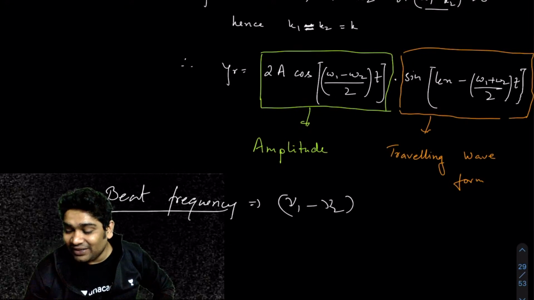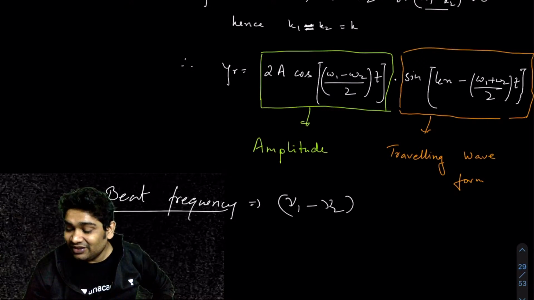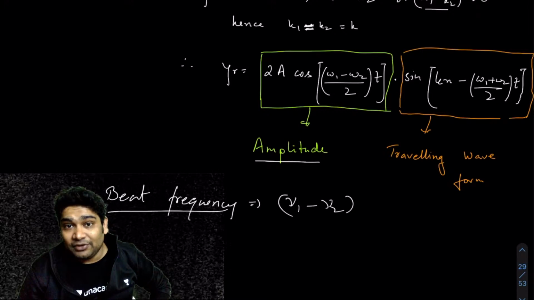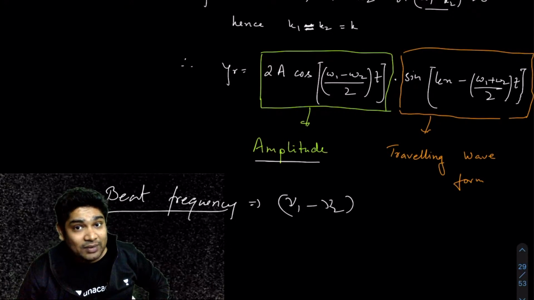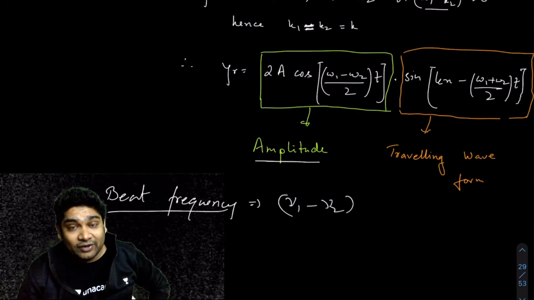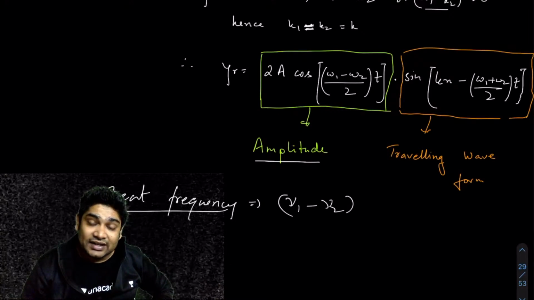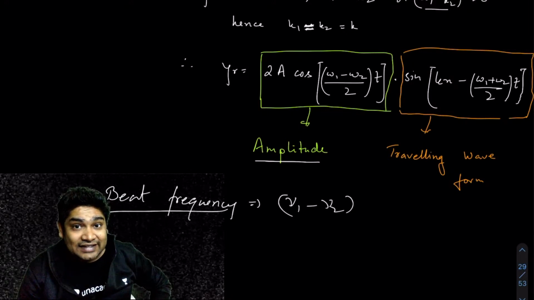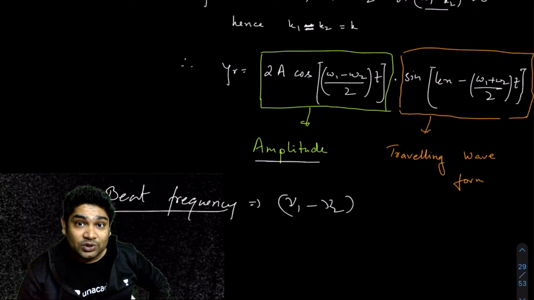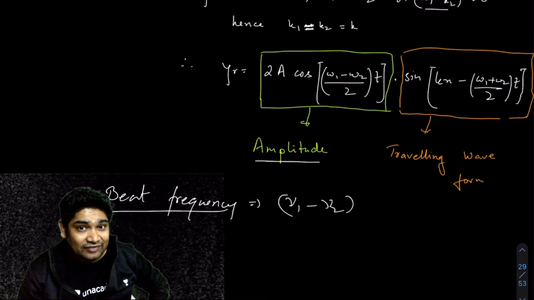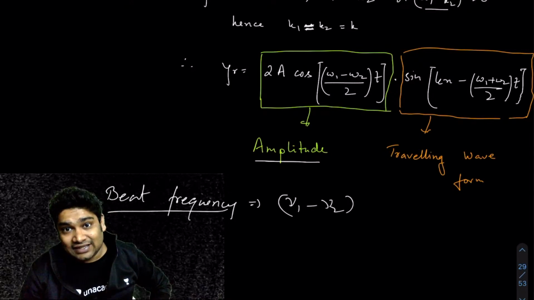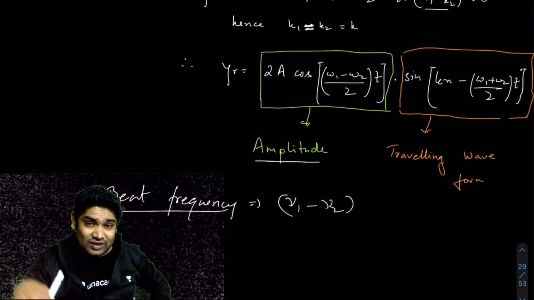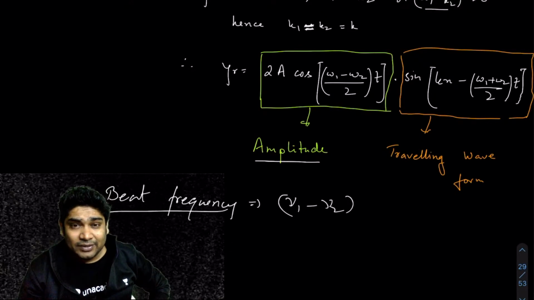So you realize from this amplitude, the frequency of amplitude variation is definitely (nu 1 minus nu 2)/2. But when we talk about beat frequency, we're talking about the frequency of variation of intensity. Intensity varies as a square. So if a cos function has a frequency of nu, the cos square function has double that frequency, right? In one cycle, cos square repeats itself twice, right?